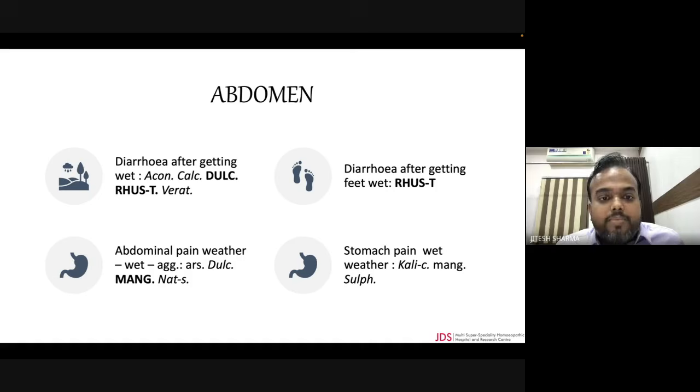Now coming to the abdomen part, diarrhea after getting wet in the rain. Dulcamara is the first remedy.